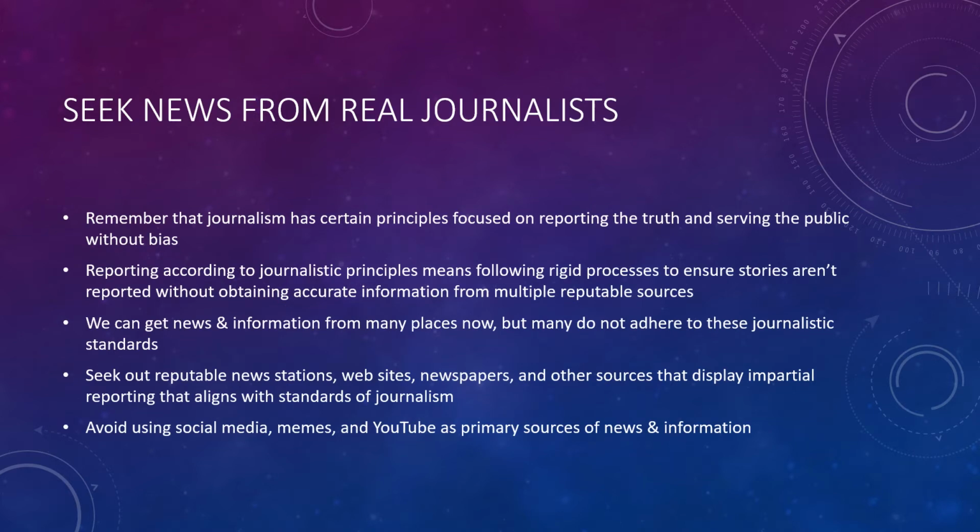One important tip here: seek news that comes from real journalists. We've got a whole module, a whole presentation dedicated to this idea of the principles of journalism. If you haven't looked through that one yet here on the site, I would definitely encourage you to do that. Remember, journalism has certain principles that it's been founded on, and those are focused on reporting the truth and serving the public interest without bias. Reporting according to journalistic principles means following rigid processes to ensure stories aren't reported without obtaining accurate information from multiple reputable sources. What does that mean?